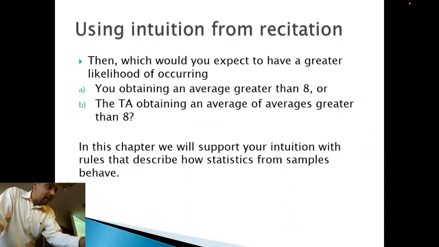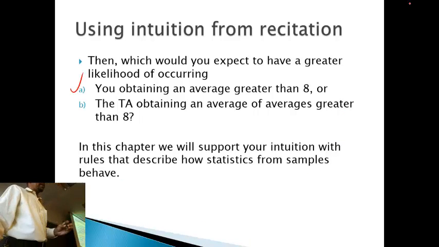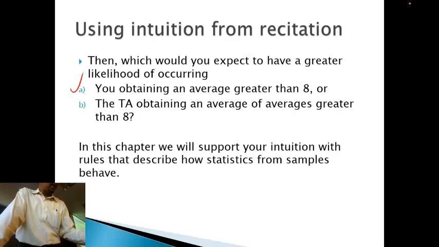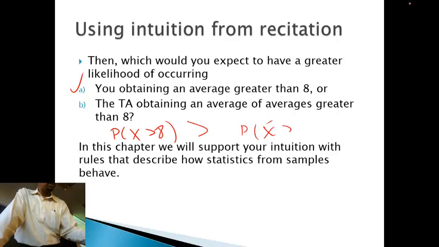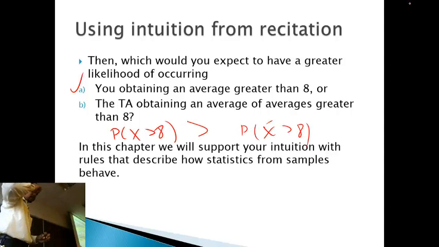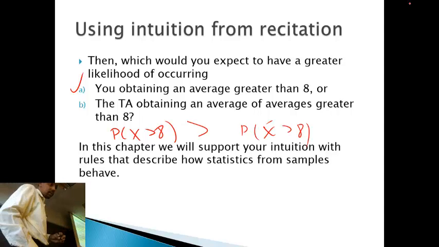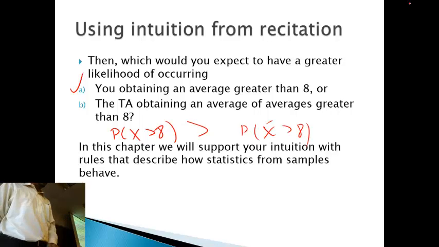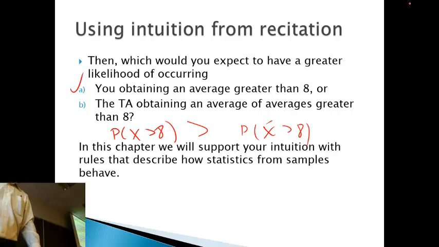So I'm going to say that this guy here is probably a better chance. So I'm going to say that the chance of having one number bigger than 8 is bigger than the chance of having the average being bigger than 8. So again, we're using our intuition to figure these out. So I had a larger range, and then of course I have a larger probability of getting a number bigger than 8.